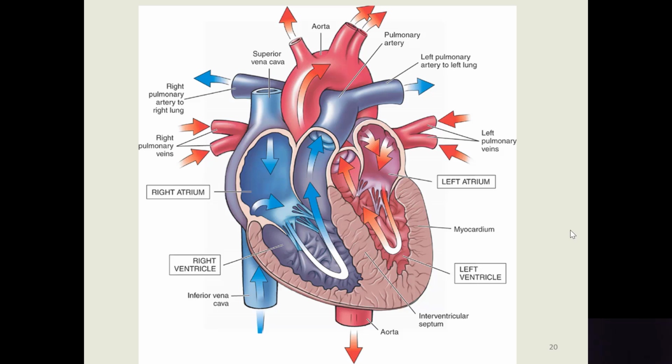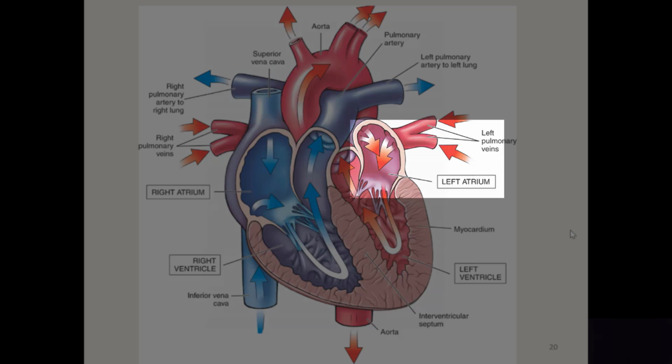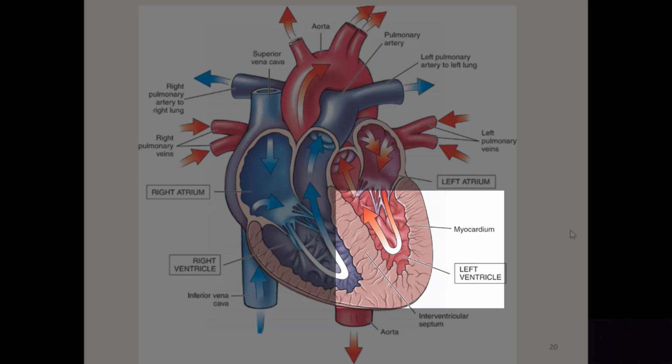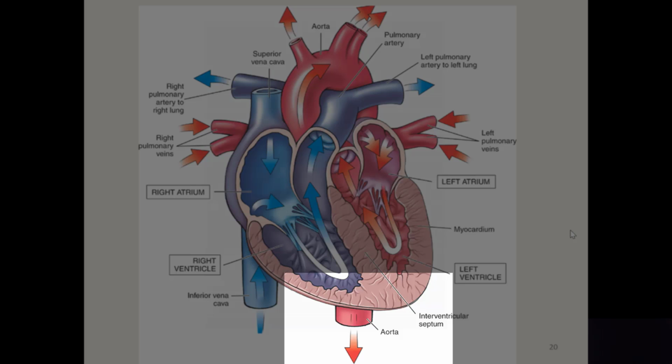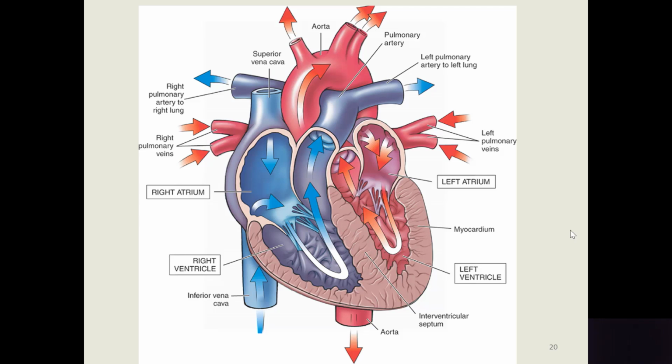So from the right and left pulmonary veins, it's going into the left atrium. From the left atrium, it's going down into the left ventricle. The left ventricle, look, it's bigger and thicker because it has to do the most work. So the left ventricle is going to pump it out through the aorta, and the aorta is going to send that now oxygenated blood through the entire body. Okay, so that's the circulation through the heart.